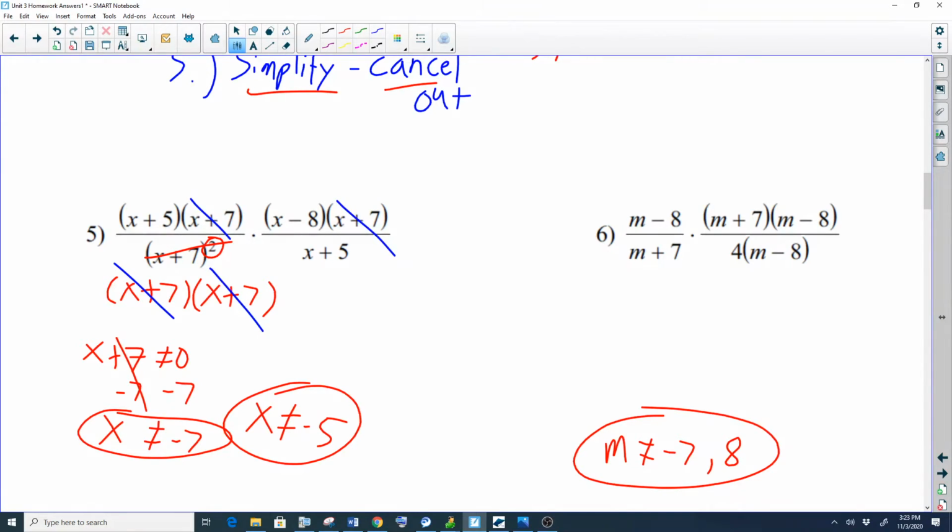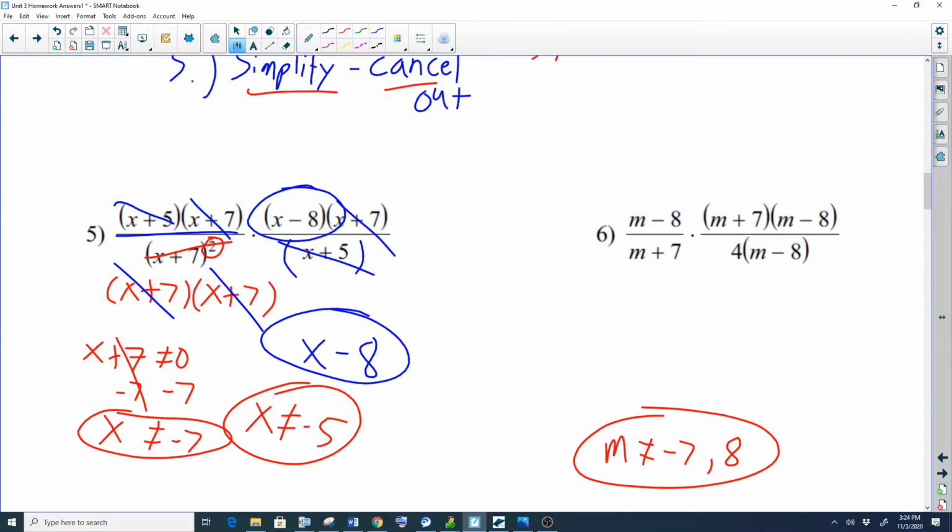And this x plus 5 will also, because x plus 5 divided by x plus 5 means 1. And so they don't really cancel out. They just become a 1. Anything divided by itself becomes a 1. So our final answer for number 5 is x minus 8 with the exclusions -7, -5.